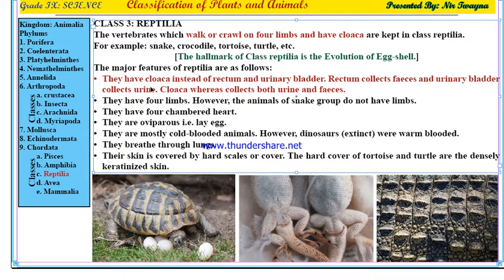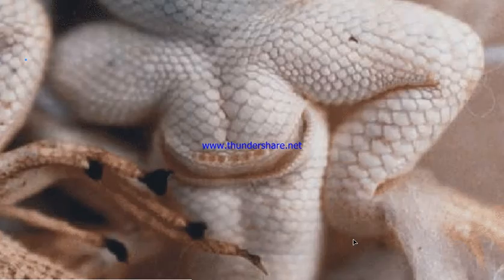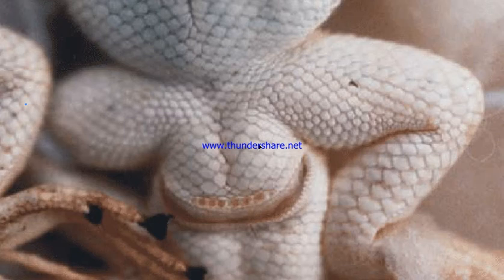First of all, look at the first point. They have cloaca. Look at the diagram. This structure is called cloaca. Cloaca receives the waste material from intestine as well as from kidney. From intestine, stool is formed. From kidney, urine is formed. But in this cloaca, both urine and stool are received. They are mixed up and stored in this cloaca, and when it is full, they are excreted.